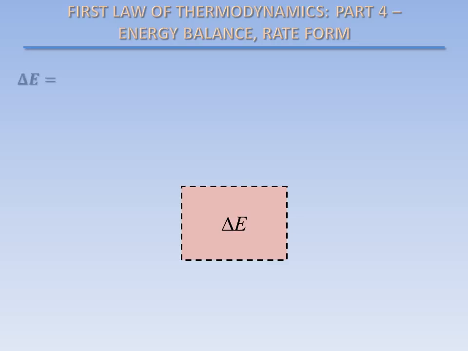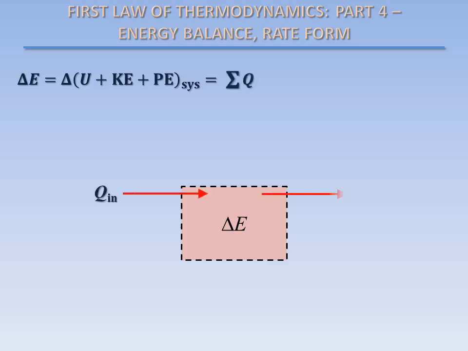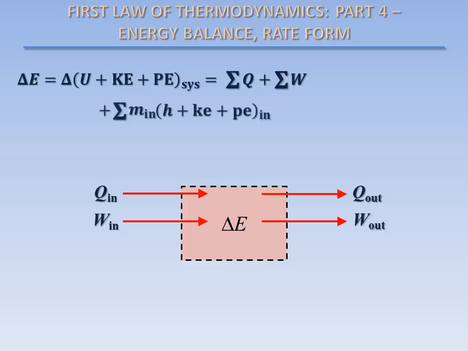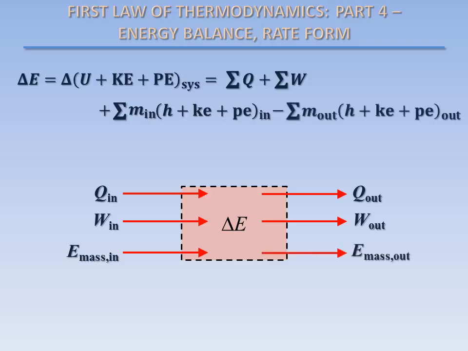The change in the total energy contained in the system, which is equal to the change in the sum of the internal energy, the kinetic energy, and the potential energy of the system, is equal to the sum of all of the energy transferred by heat into and out of the system, plus the sum of all of the energy transferred by work into and out of the system, plus the sum of all of the energy transferred into the system by mass flow, minus the sum of all of the energy transferred out of the system by mass flow.